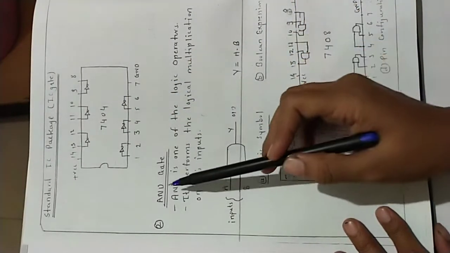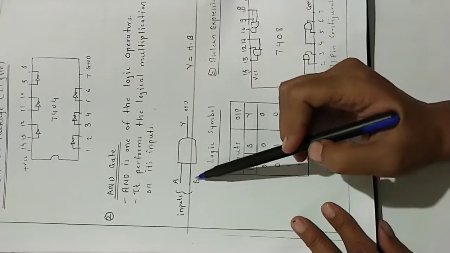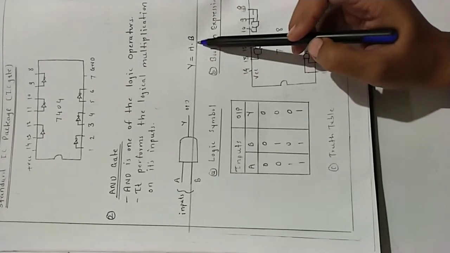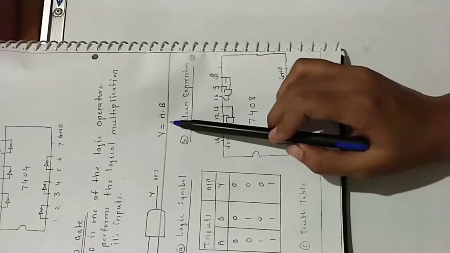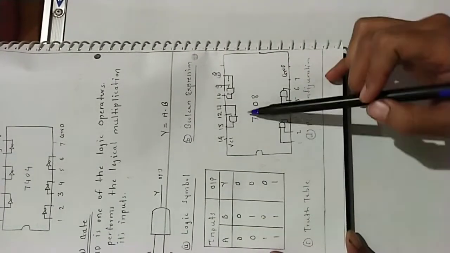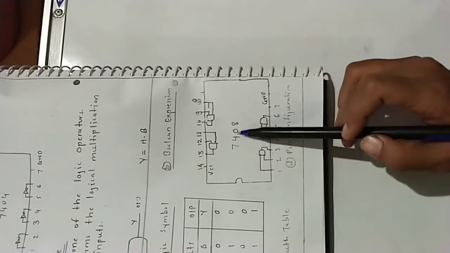Okay, then AND gate. The symbol of AND gate is like this: A, B input and Y is the output. Okay, equation for AND gate is Y is equal to A into B. Okay, this is truth table. A into B. Yes, this is used for logical multiplication. And this is the IC for AND gate 7408.